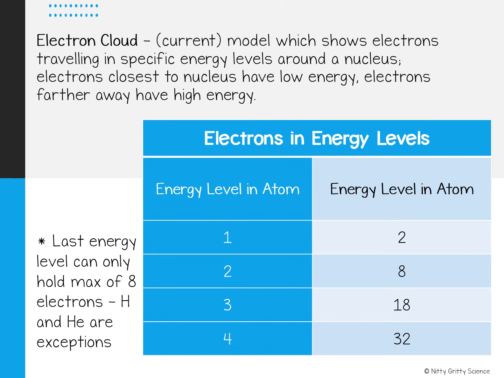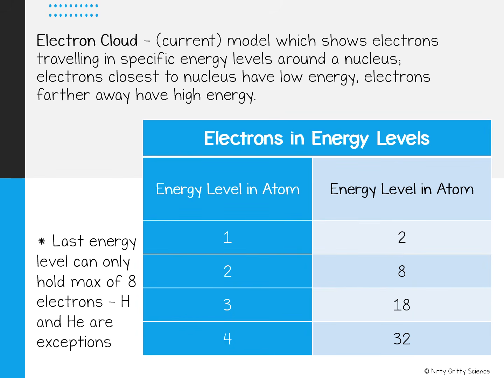Now, electrons will fill energy levels from the inner levels, those closer to the nucleus, and then they'll start moving out to the outer levels. The first energy level can hold a maximum of 2 electrons. The second energy level can hold a maximum of 8 electrons. The third energy level holds 18, and the fourth energy level can hold up to 32 electrons. Note, though, any outer energy level can only hold 8 electrons. We'll talk about this more as the chapter continues and in further chapters.